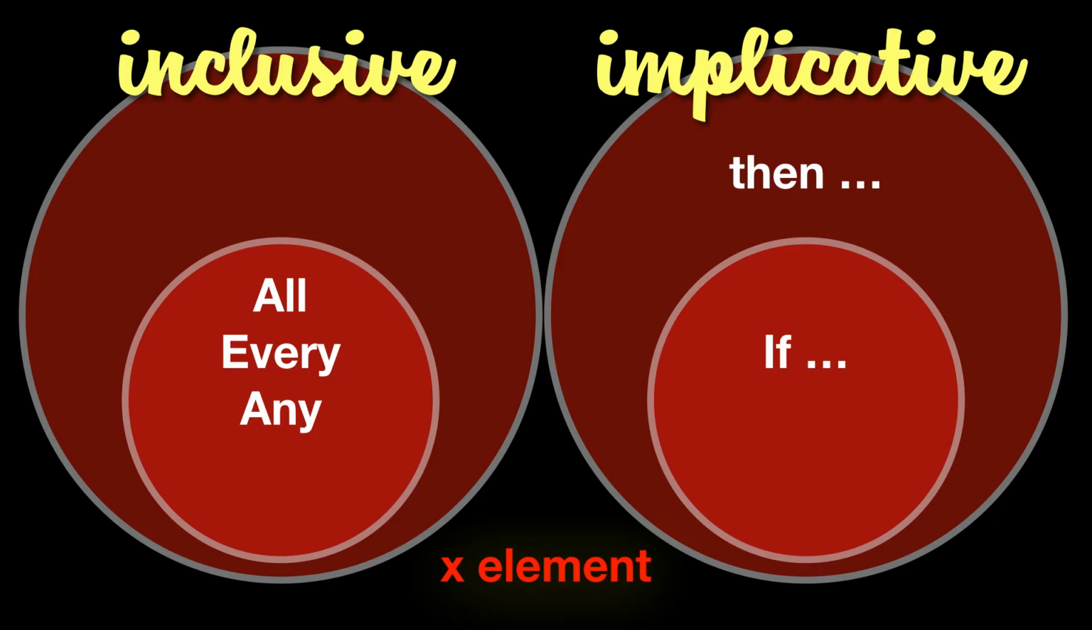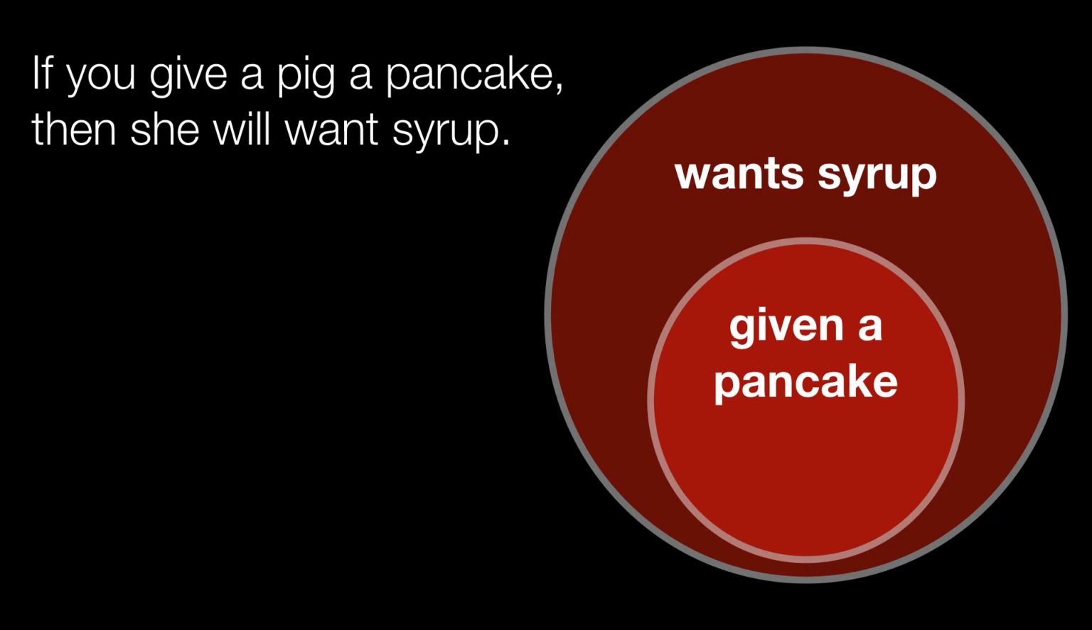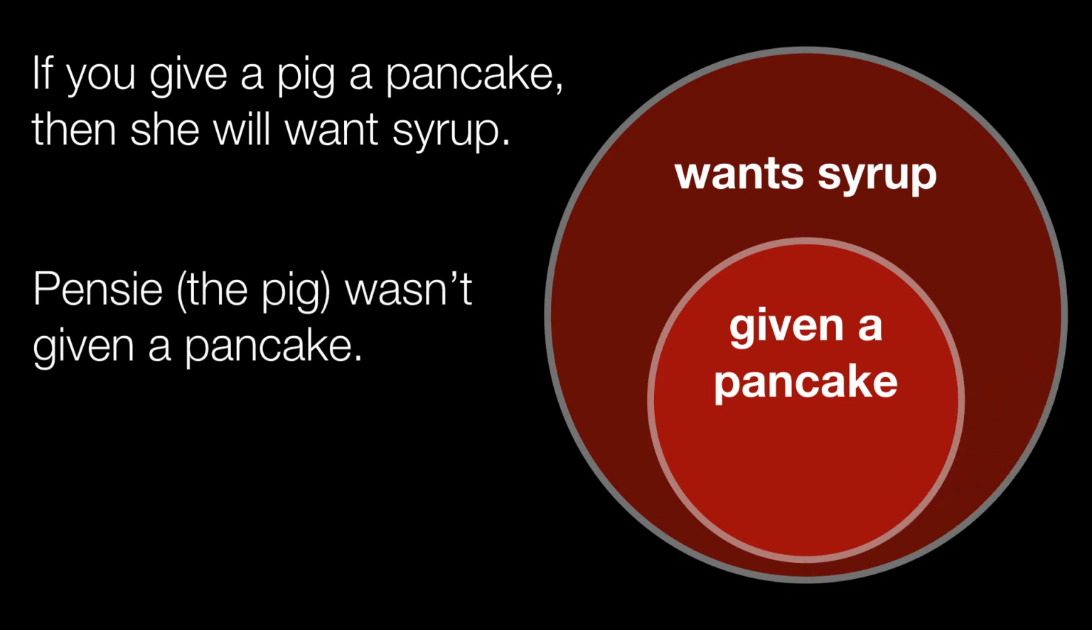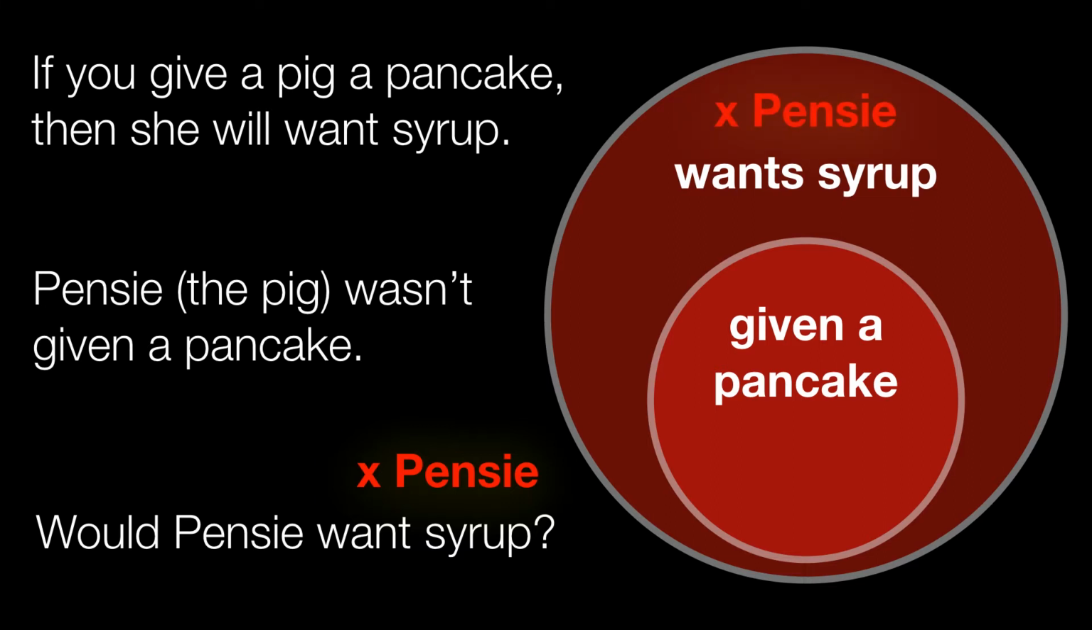So, is there ever a time when the argument is not valid? If you give a pig a pancake, then she will want syrup. Penzi the pig wasn't given a pancake. With this information, we could place Penzi outside the outer circle. But we could just as easily mark Penzi's spot within the larger circle, but outside the smaller. We can't really tell if Penzi wants syrup.